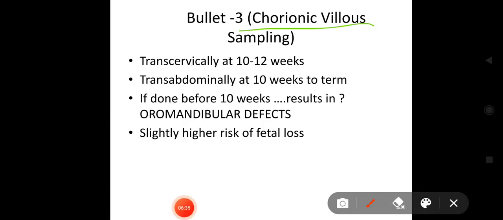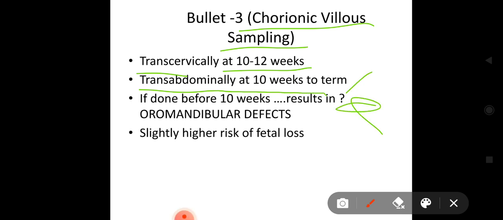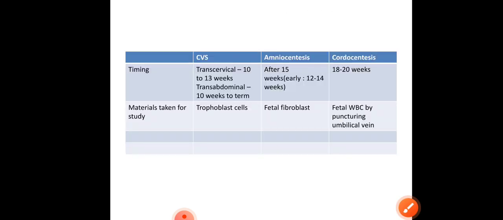Another topic is chorionic villus sampling. Transcervical it is done at 10 to 12 weeks, while transabdominal it can be done from 10 weeks to term. Now, an important question: what happens if it's done before 10 weeks? It can result in oromandibular defects. So the question: the risk of which of the following is increased if CVS is done before 10 weeks? The option will be oromandibular defects, and you have to choose that one. A slightly higher risk of fetal loss is there in CVS.